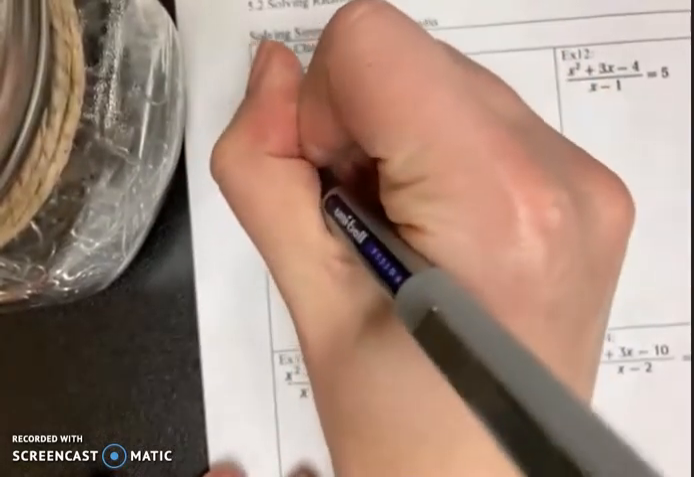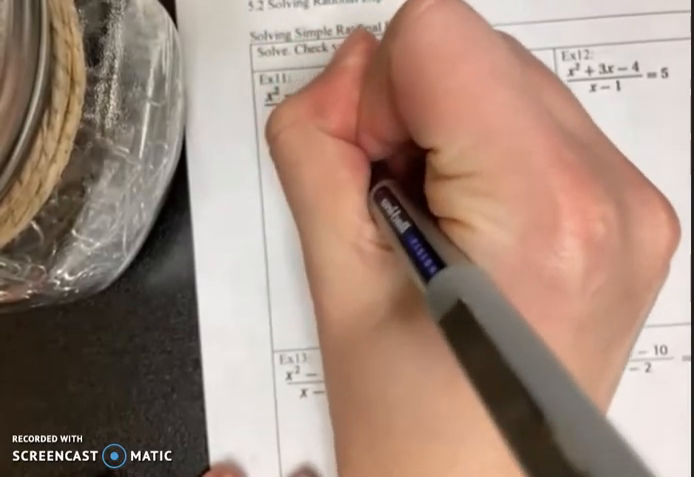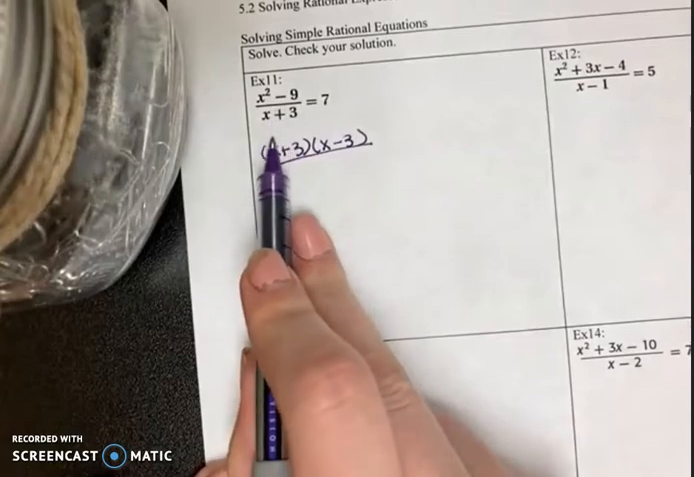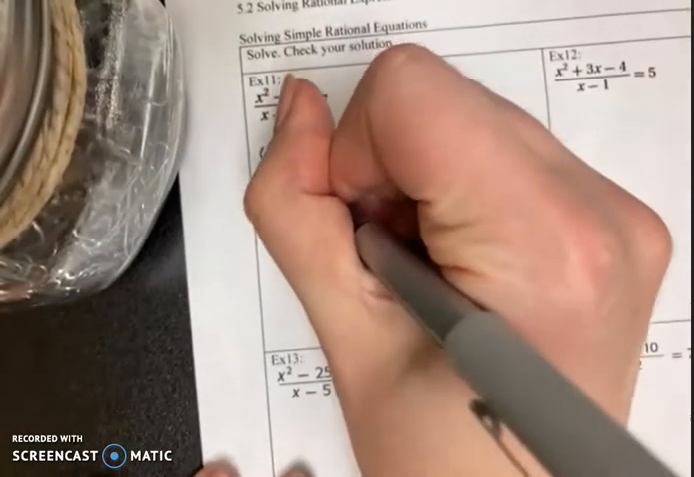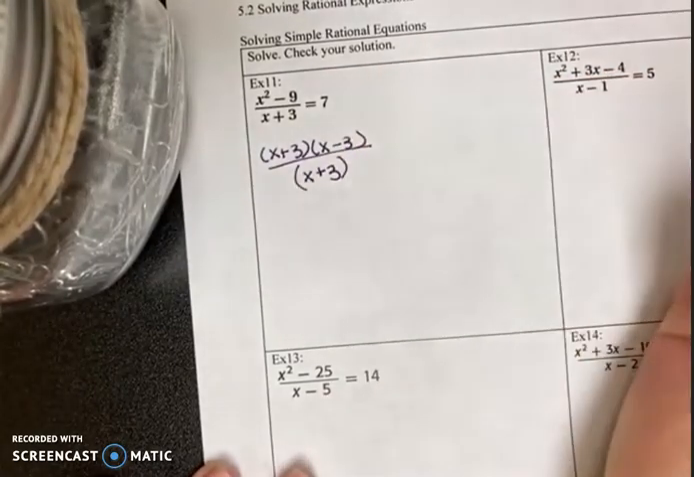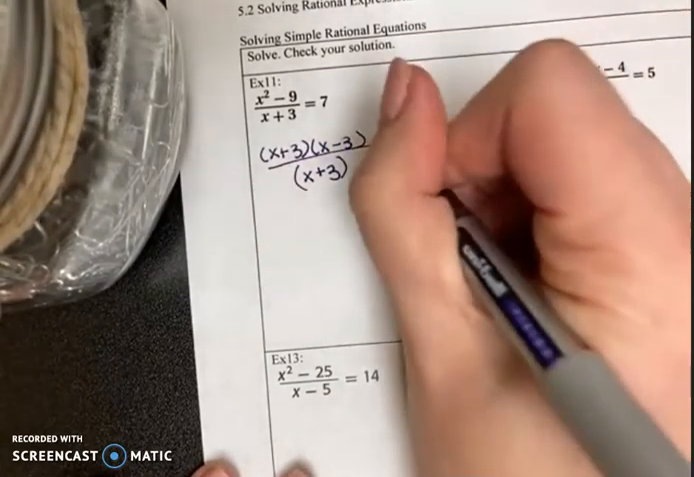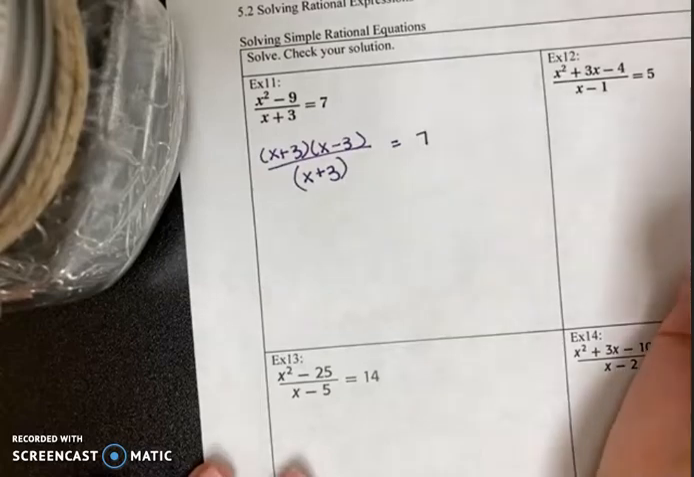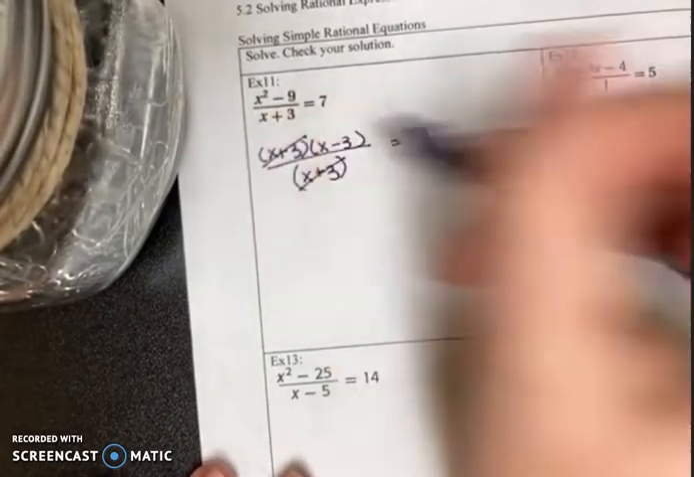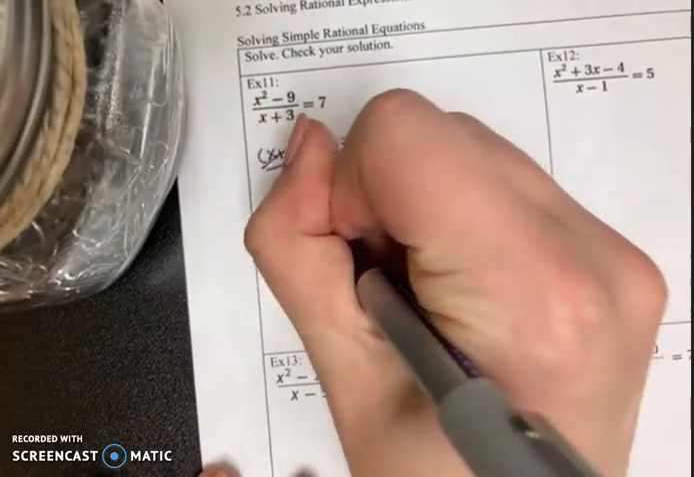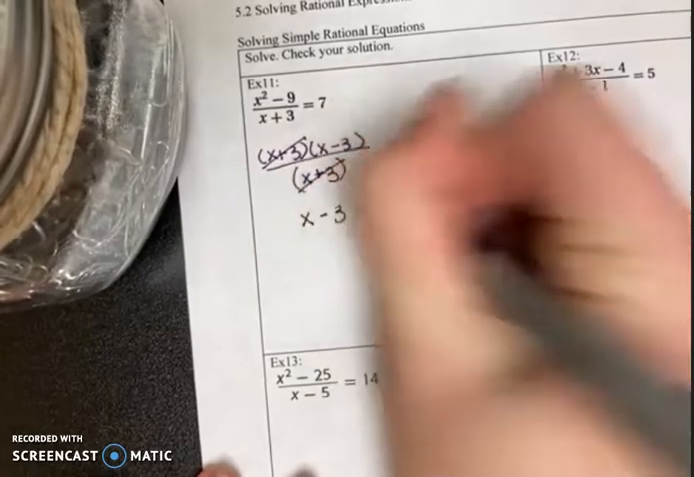If I rewrite that as x plus 3 times x minus 3, I now need to take a look at the denominator. X plus 3 cannot be factored further, so I'm just going to go ahead and rewrite it. Remember, this is x plus 3, the expression, so if you want to put parentheses around that, that's perfectly fine. And we need to keep in mind this is being set equal to 7. Hopefully you've noticed as well that the x plus 3's cancel because they're common factors, which means I'm just left with x minus 3 equals 7.